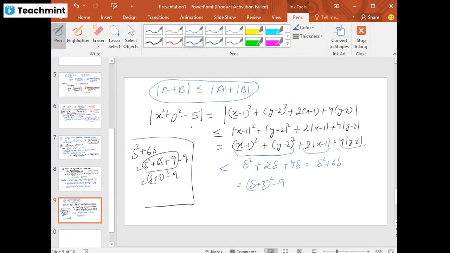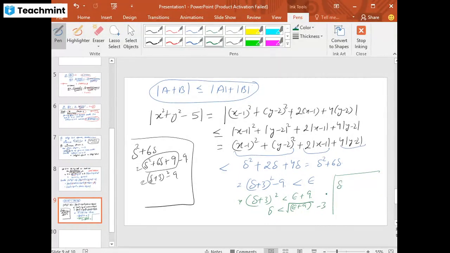And we have already assumed that this is less than epsilon. So either I can assume that this is less than epsilon, or even I can assume the equal to sign also, because our main purpose is that this particular expression is less than epsilon. So it gives us the relation that delta plus 3 whole square is less than epsilon plus 9, so delta is the root of epsilon plus 9 minus 3. So this is the relation between delta and epsilon.